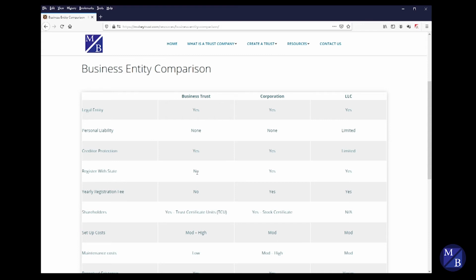And you can sell these interests, this public interest. With trust certificate units, they can be sold on the open market. People can buy into your trust, just like companies, just like stocks. Corporations can issue stocks. They can operate privately. They can operate publicly, just like a business trust.